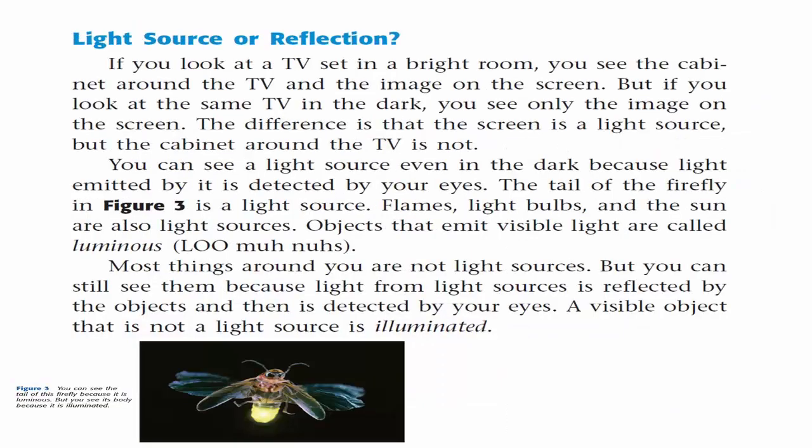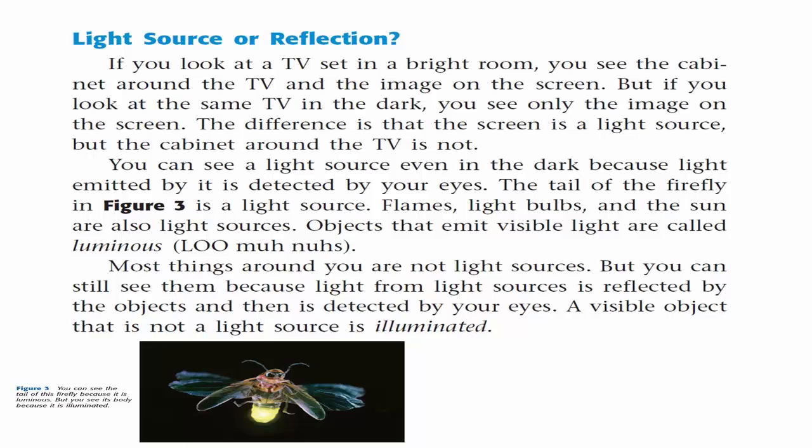Light source or reflection. If you look at a TV set in a bright room, you see the cabinet around the TV and the image on the screen. But if you look at the same TV in the dark, you see only the image on the screen. The difference is that the screen is a light source, but the cabinet around the TV is not. You can see a light source even in the dark because light emitted by it is detected by your eyes.